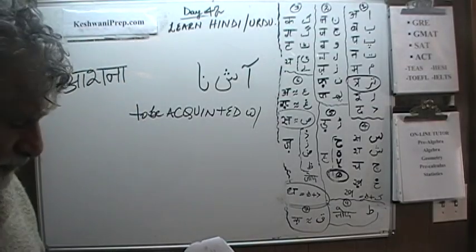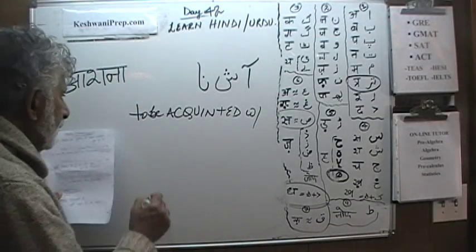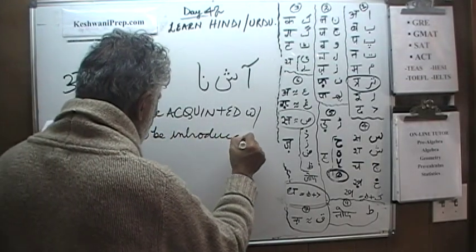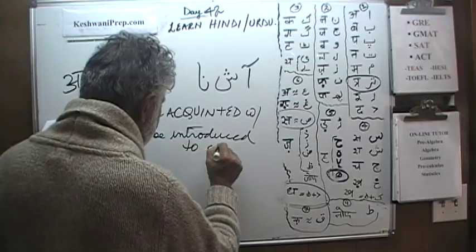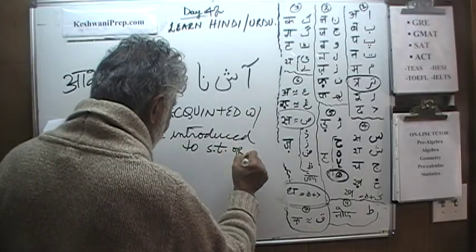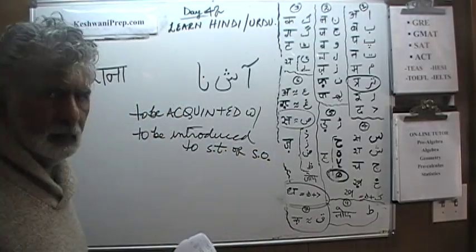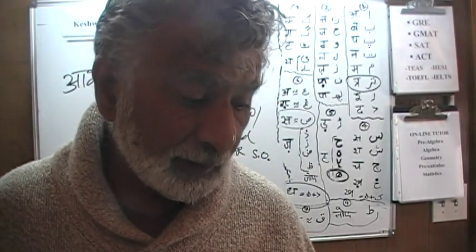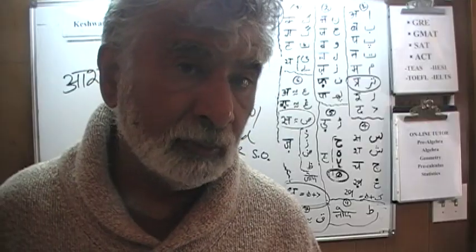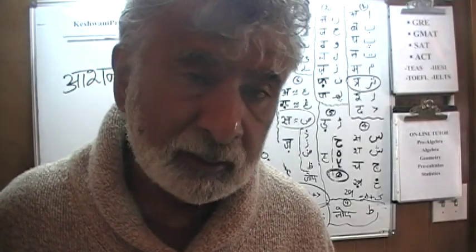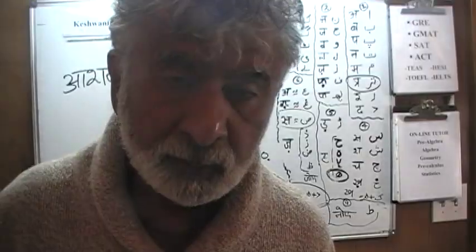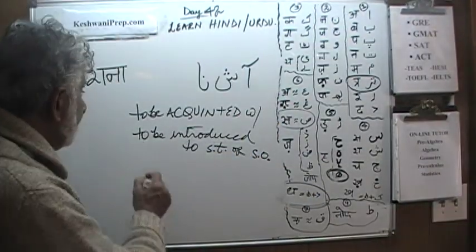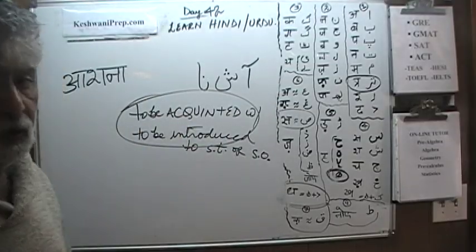acquainted with something, to be introduced to something or someone. To be introduced to something or someone is called ashna. It can also mean a lover, a comrade, a friend. But those meanings are not what we're about to use here. The meaning that we're going to see is to be acquainted to something, to be introduced to something.